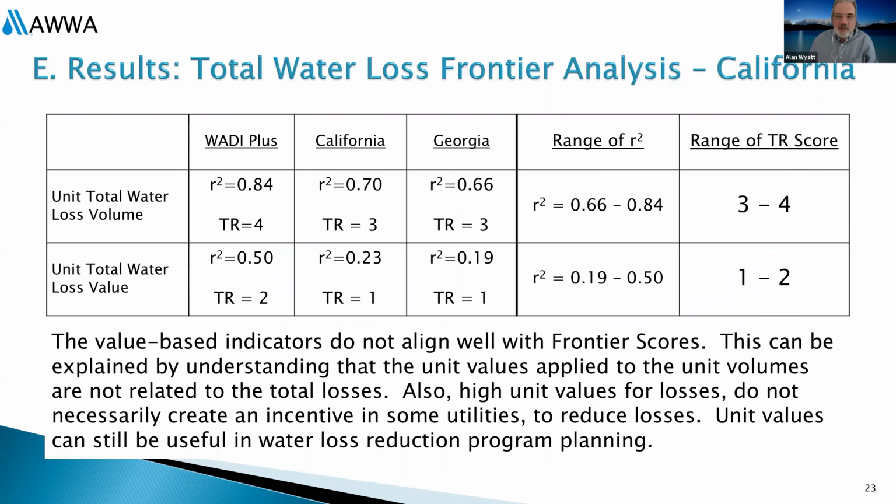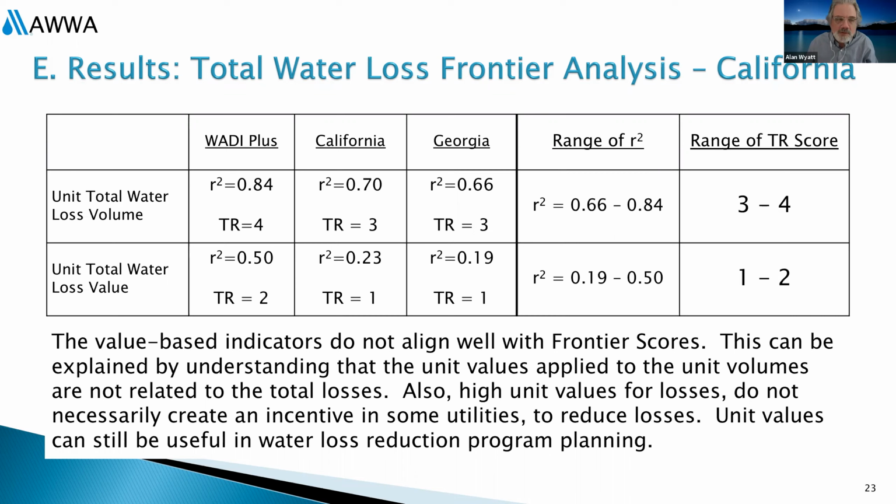This is the summary for all 3 databases of total water loss. And you see the volumes range from a score of 3 to 4, and for the value, it's 1 to 2. Now, that doesn't say that the total water loss value is a worthless number.